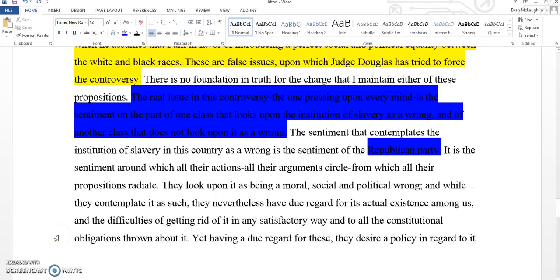So you see Douglas's attempt to get people to focus on social and political equality. Lincoln really uses that to backfire that argument and get the audience to focus on Lincoln's point that, hey, the expansion of slavery is wrong. Lincoln is not advocating for full political and social equality. Rather, let's focus on the issue being keeping slavery from expanding, and recognizing slavery as a moral wrong.